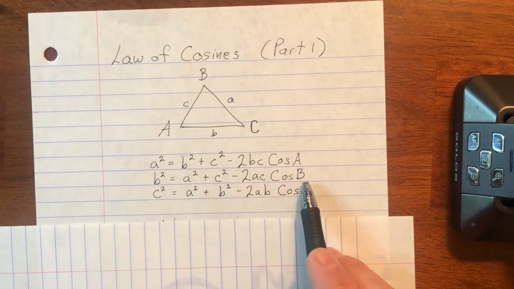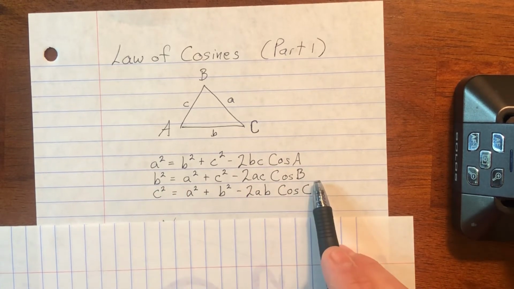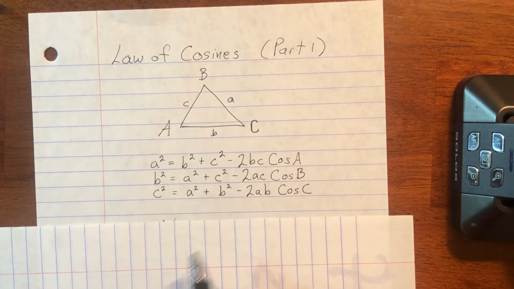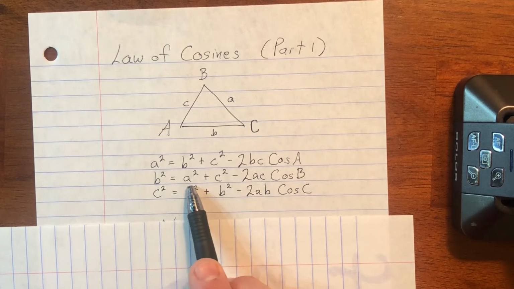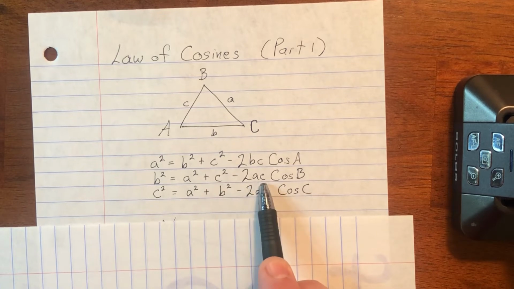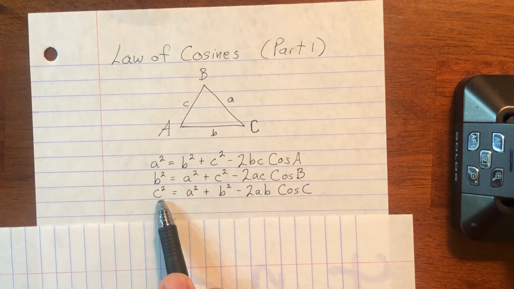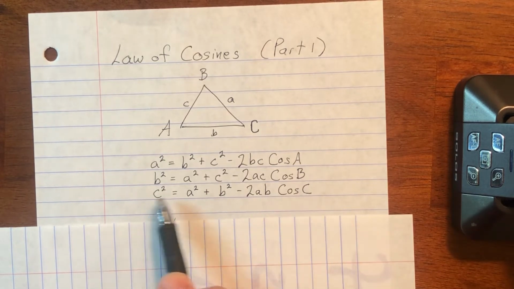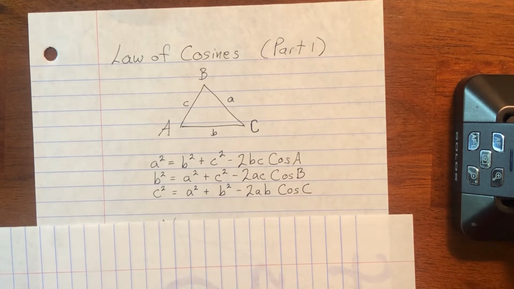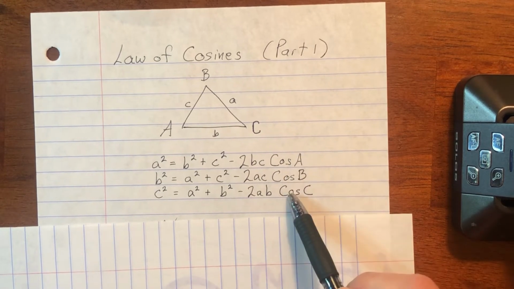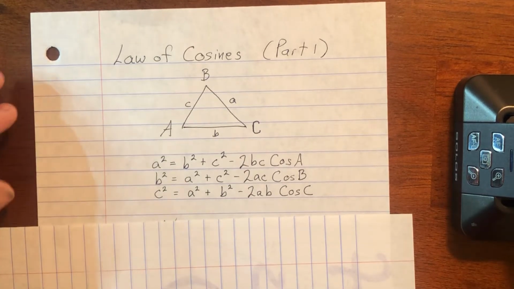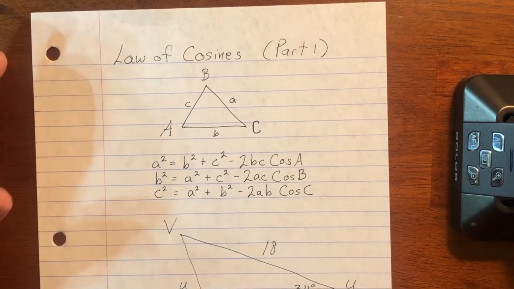For side b or angle B, it's the same pattern. You'll notice the pattern is the same, and for side c and angle C, it's the same pattern. But for b, you can see a and c are here and here. And if you're trying to find side c, then a and b are here and here. And then the last letter and the first letter are always the same. So whenever you're solving for a triangle, you're just using one of these three formulas. So let's take a look at a problem and see how it works.